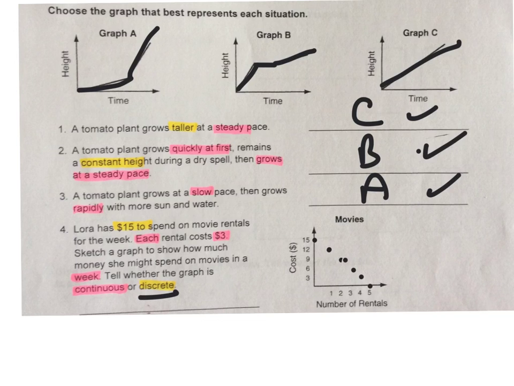It is discrete because you cannot do half of a movie, so you can't do half of one, so you can't fit in between those points.